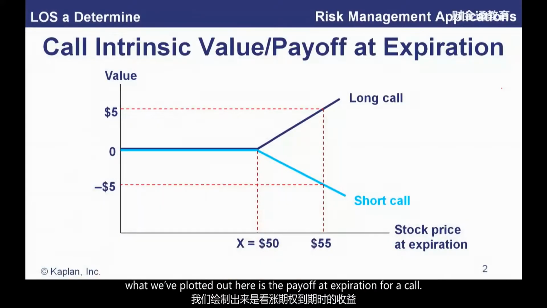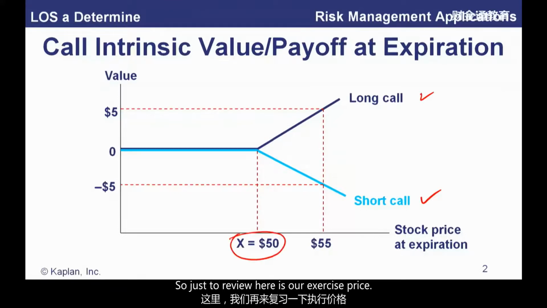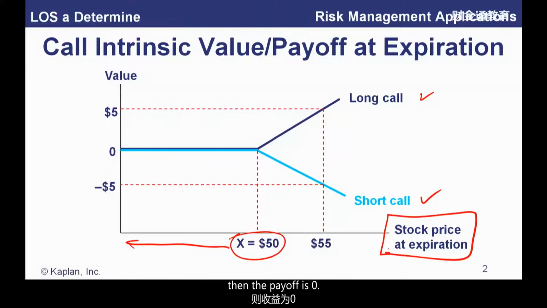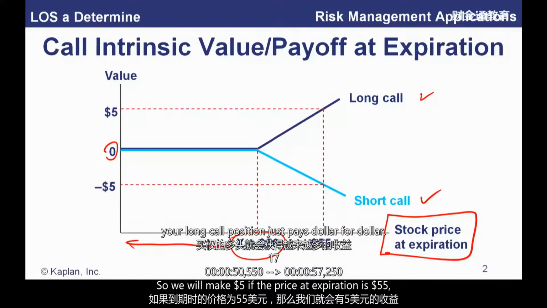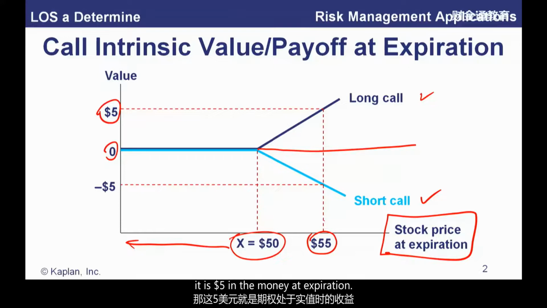What we've plotted out here is the payoff at expiration for a call. First a long call and then a short call. So just to review, here's our exercise price. If the price of the asset is less than that at expiration, then the payoff is zero. The option expires worthless. And if the option is in the money at expiration, your long call position just pays dollar for dollar. So we would make $5 if the price at expiration is 55. It's $5 in the money at expiration.